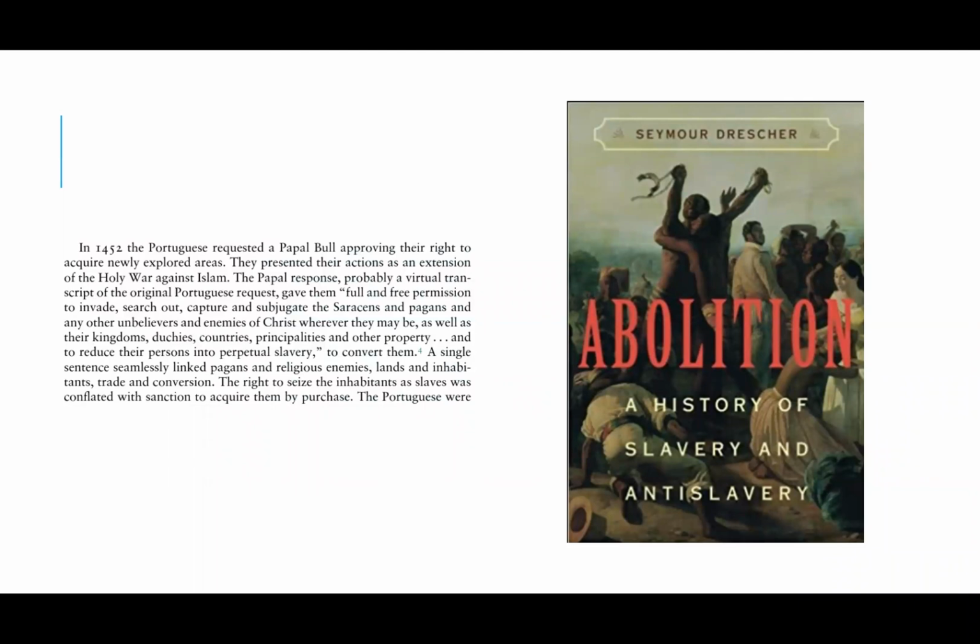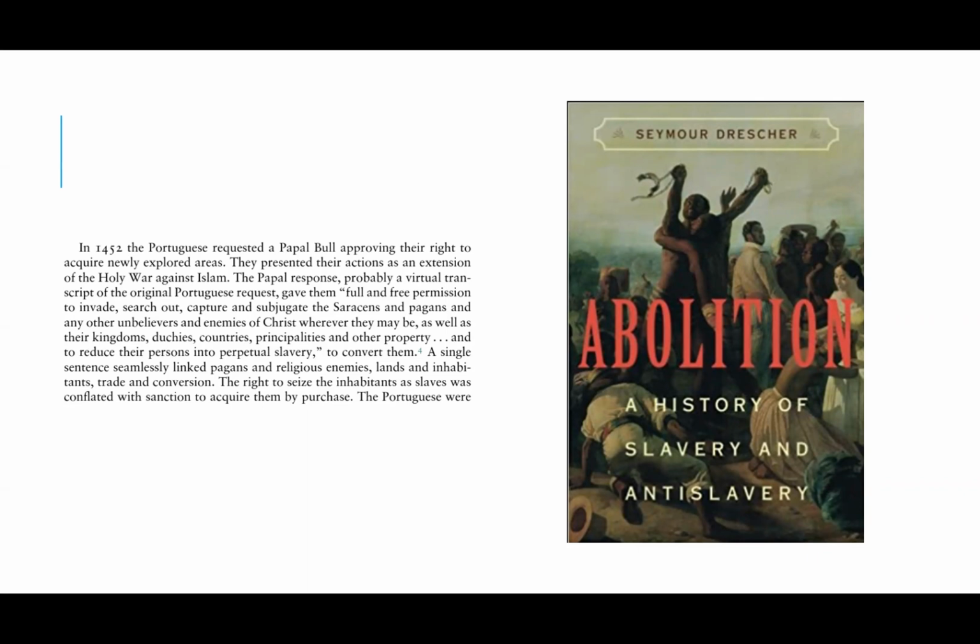Well, here's an entry from a book called Abolition, History of Slavery and Anti-Slavery. And in 1452, they received an official papal bull. So it's a pope basically giving them a kind of legal opinion that says what you can do here is you can seek out these people and you can capture them and conquer them and set up camps to convert them to Christianity.